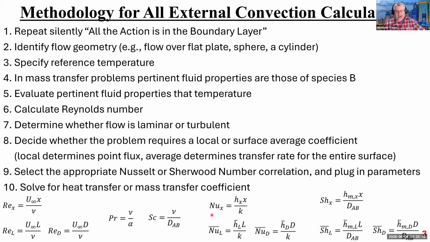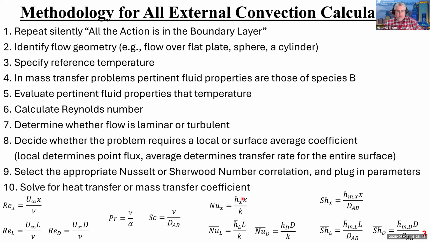So Nusselt number is a dimensionless heat transfer coefficient for convection. So Nusselt number sub X is the local Nusselt number at a particular spot X, and the Nusselt number is the ratio of h at that same spot X times X, which is the location of the spot, divided by k, the thermal conductivity of the gas that's supporting the convection process.